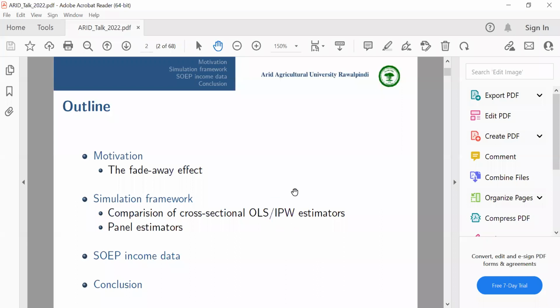So first I will discuss the motivation in more detail, that is, what is the motivation of the fade-away effect. And then this work is divided into two parts: a simulation framework, where we will compare the cross-sectional OLS estimator and the inverse probability weighted estimator. In the second part, we will use the panel estimator, and in the empirical part, we will use the German Socio-Economic Panel income data. And last, we will discuss our results.